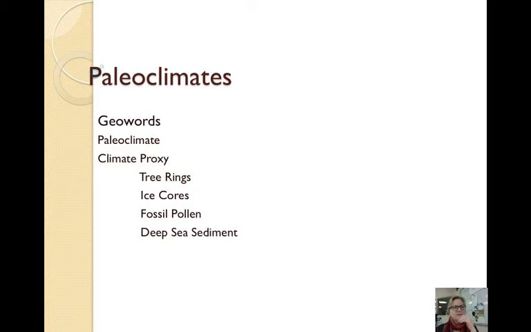I've been having trouble. So, paleoclimates. Paleoclimates are old climates. Paleo meaning old. Paleontology is studying fossils and dinosaurs and those kinds of things. The geowords we have here: paleoclimate, climate proxy.